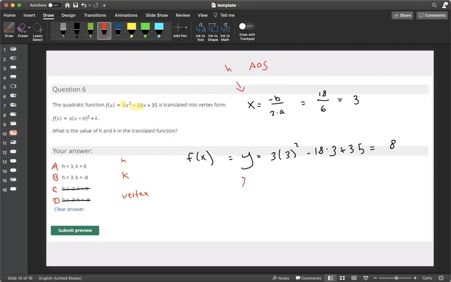So here that y, which is equal to our 8, that is the k, and that is also our max slash min. So the answer here is going to be A. If they wanted my vertex, I would tell them it is h comma k. So that is 3 comma 8.